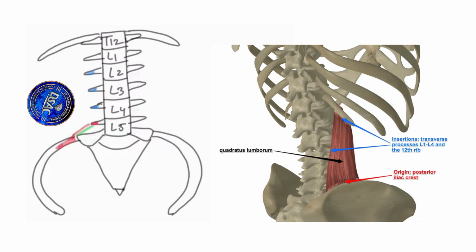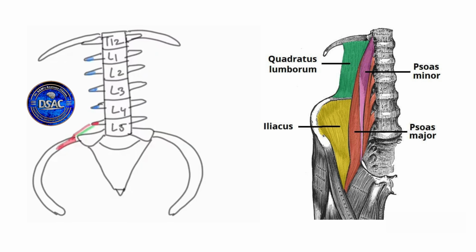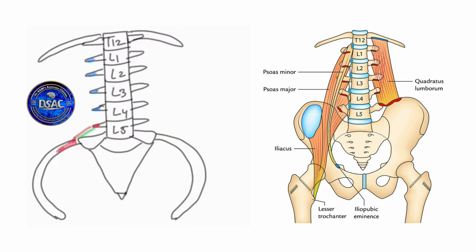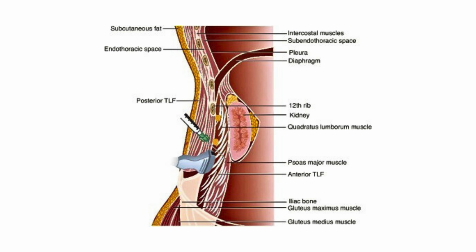About the insertion, it is inserted onto the anterior surface of the transverse process of the upper 4 lumbar vertebrae on its lateral portion, because medially it's the origin of psoas major, you know that. And it also takes insertion here onto the medial half of the lower border of the 12th rib on its inner surface like this. So you've got to know about the origin and insertion.